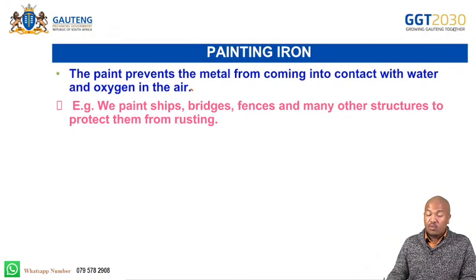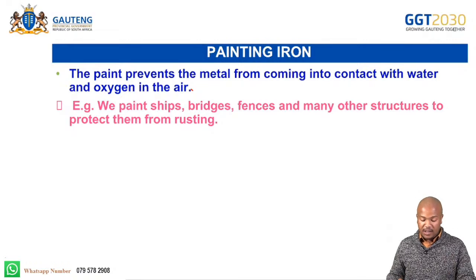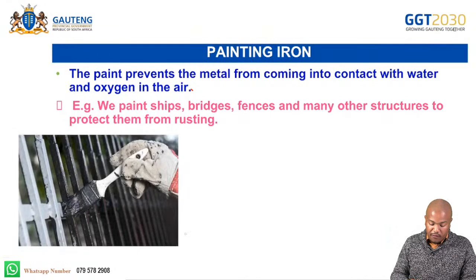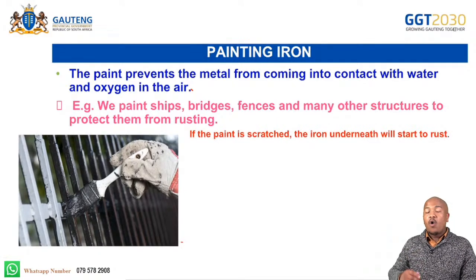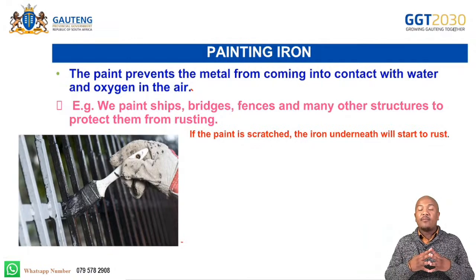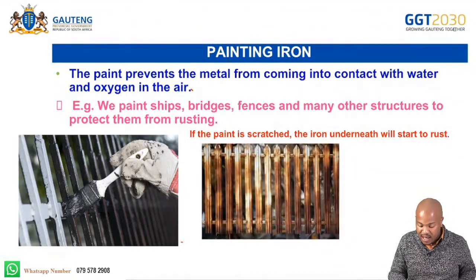So for example, we paint our ships, bridges, fences, and many other structures to protect them from rusting, right? So also here is another example of a person painting their fence, to protect it from rusting, right? Because if the paint is scratched, the iron underneath will come into contact with the water and oxygen and start to rust and become something like this, right?